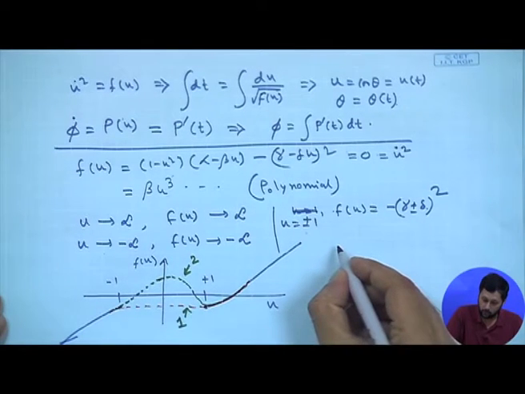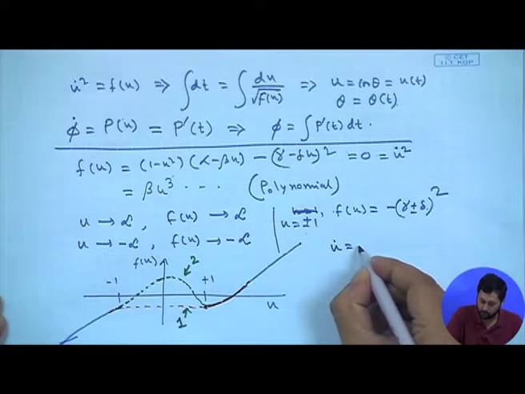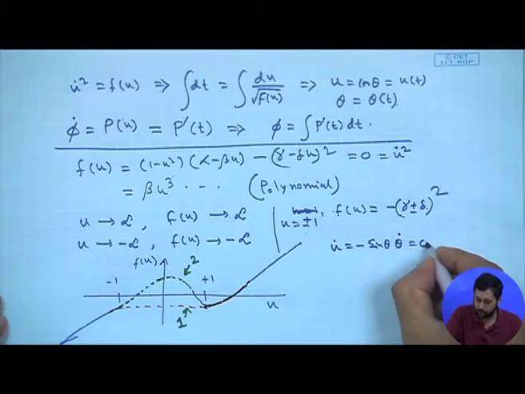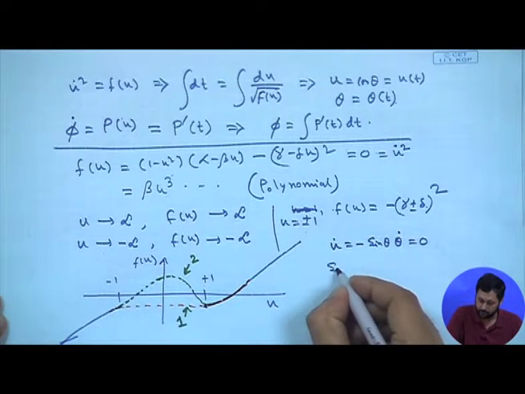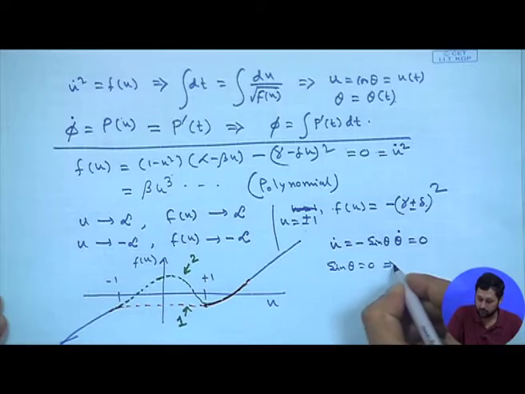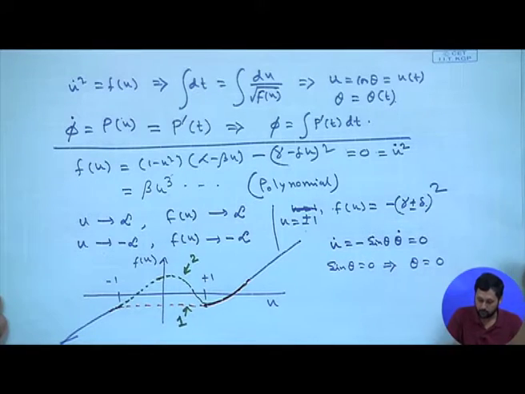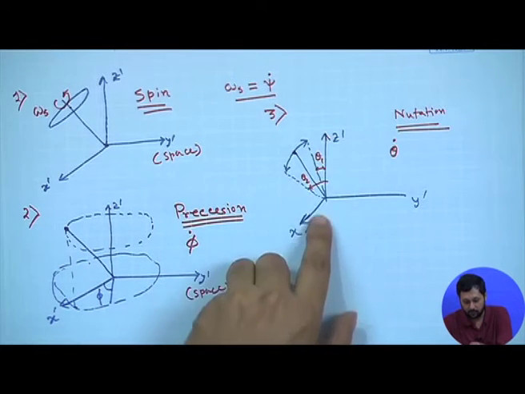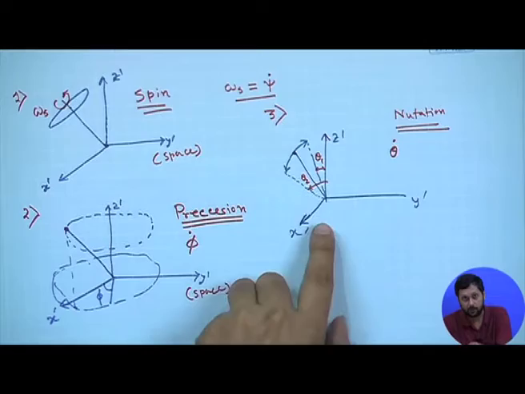Okay. Now, let us try to understand this once again. When I say u dot is equal to 0 in the expression of f u, if you recall, u dot is equal to minus sin theta theta dot. So, if this is equal to 0, we can either have sin theta equal to 0, which implies theta equal to 0, because theta is this particular angle. That means the axis of the top remains totally vertical along the z axis.